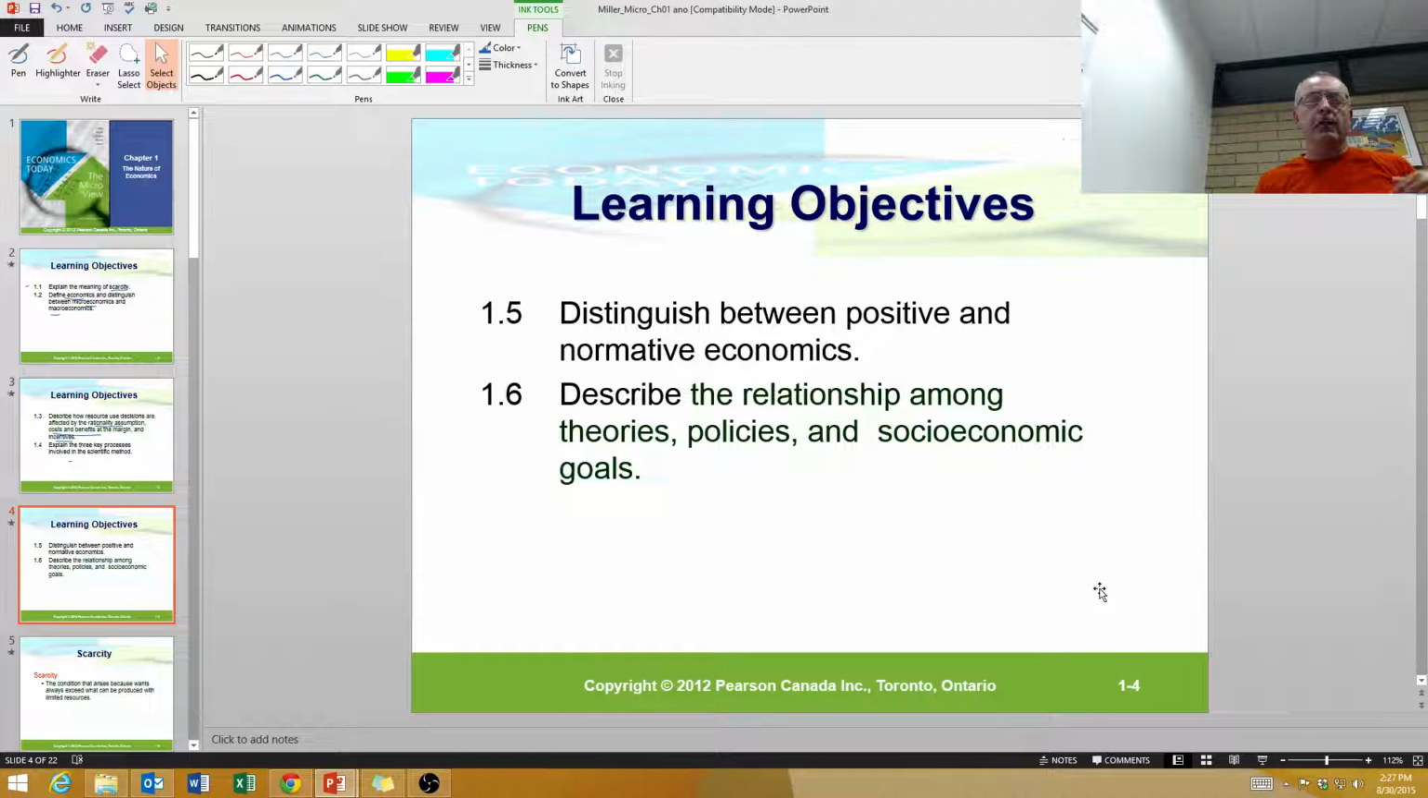Okay, and then we draw a distinction between so-called positive and normative economics. The word positive in the world of science simply means descriptive.